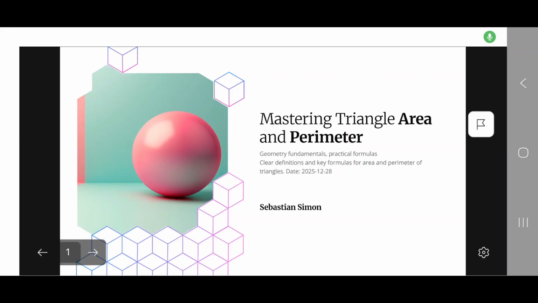Welcome, this is Mastering Triangle Area and Perimeter. It talks about geometry fundamentals, practical formulas, and it also explains clear definitions and key formulas for the area and perimeter of a triangle.